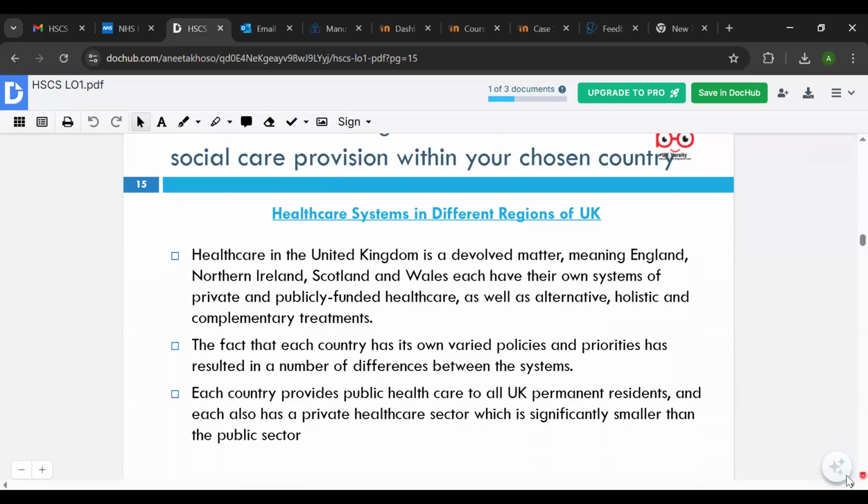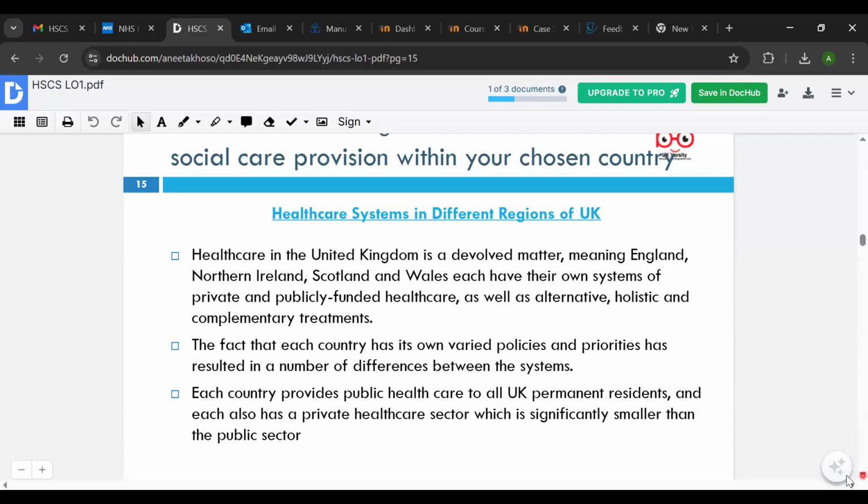Each country has its own varied policies. So you have policies that are different for Northern Ireland compared to England, compared to Scotland, compared to Wales. And their priorities have resulted in a number of differences between the systems. Okay, so within the UK, there are different countries that have different priorities, not the same across.